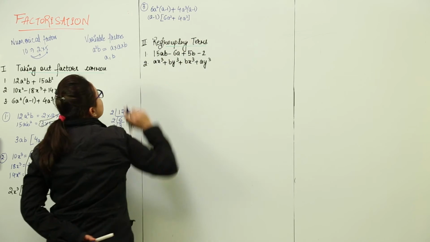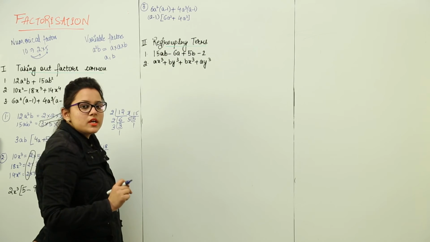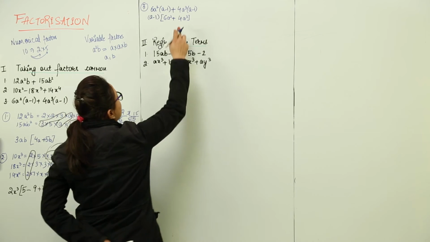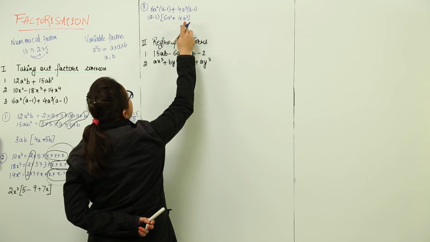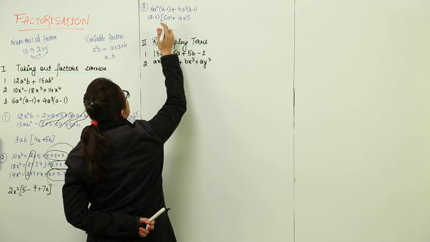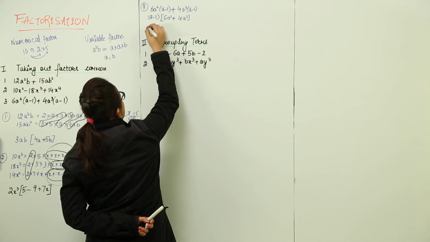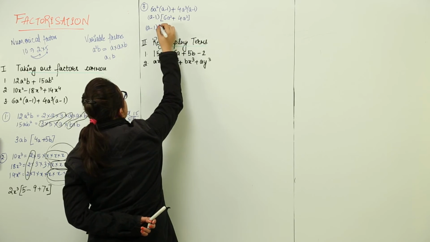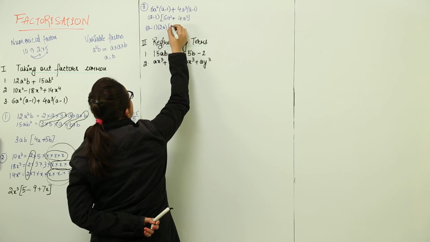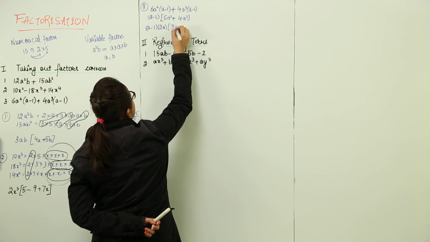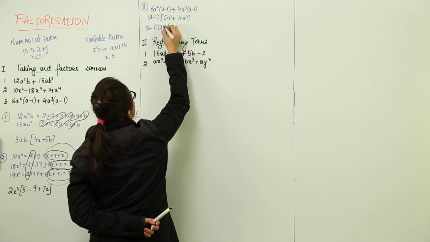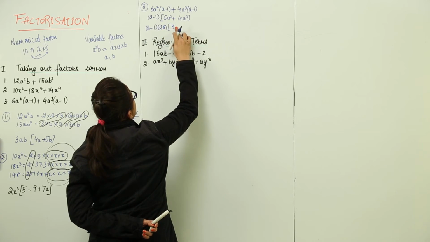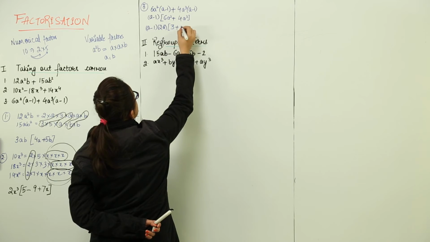But still we have something in common. Just check. Yes, we do have. We have 2a square common in both of them. So we write a minus 1, 2a square common. So what are we left with here? 3. We have taken out 2a square common. So we are left with 3 here plus 2a.